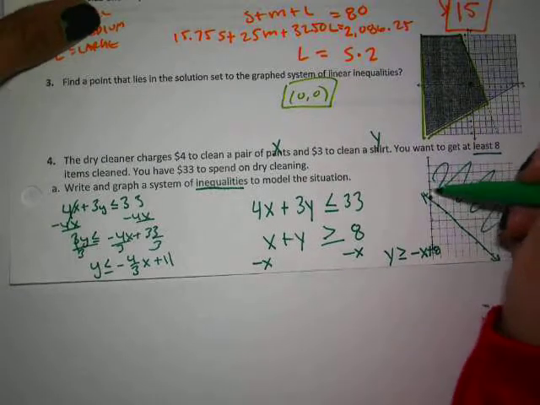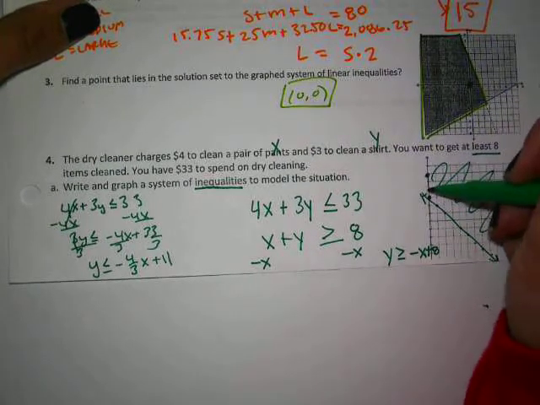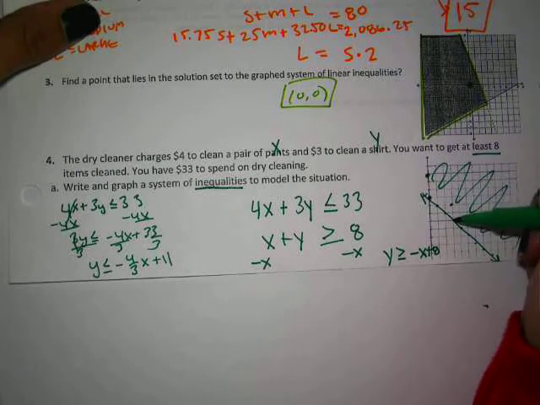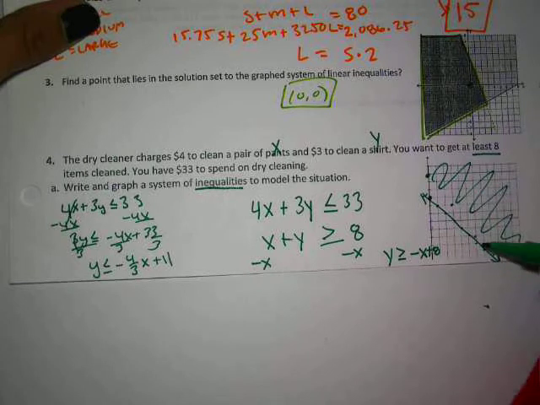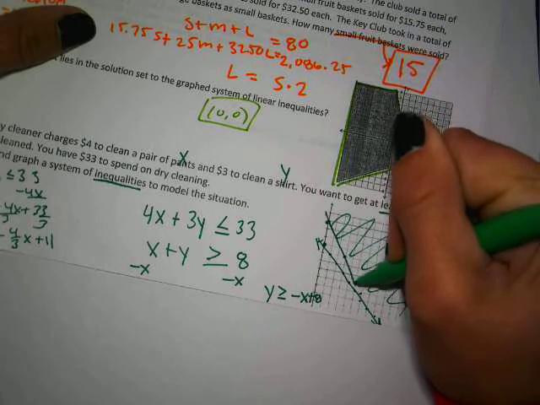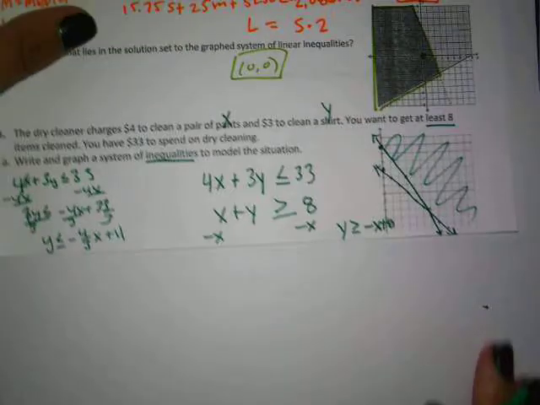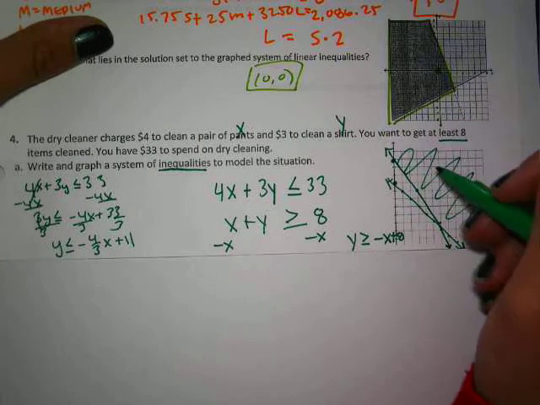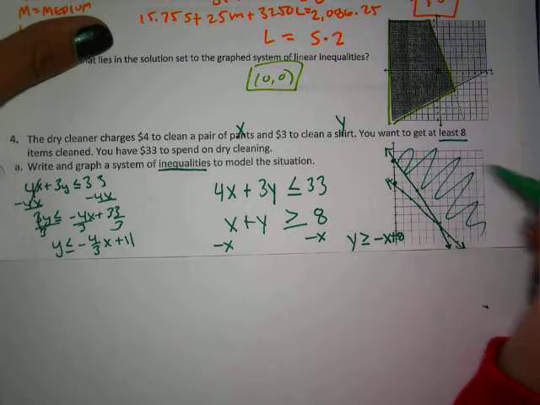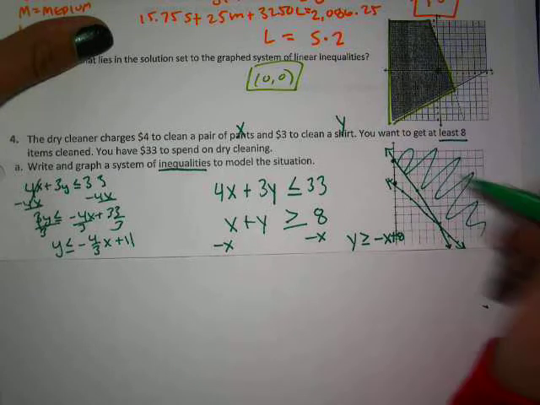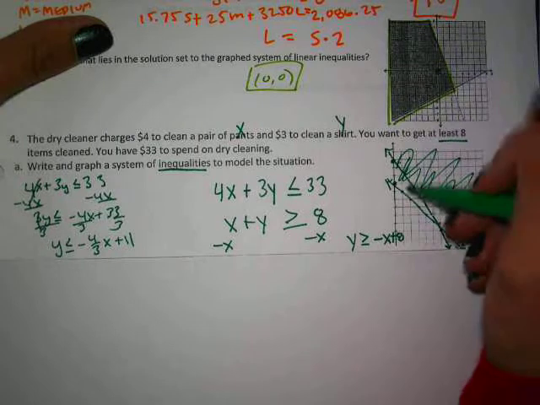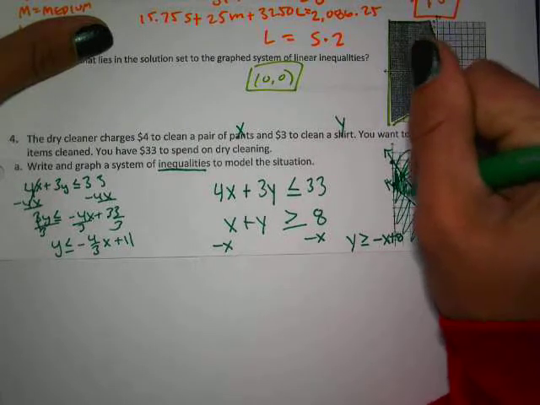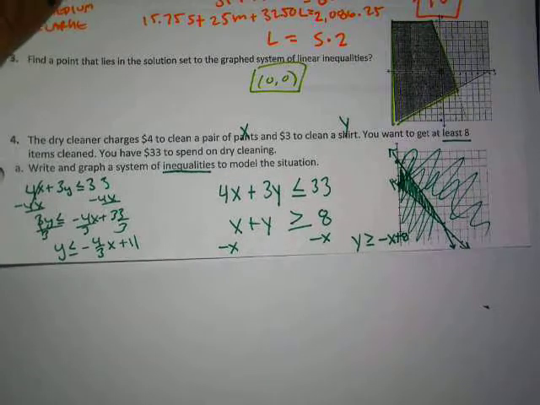So I'm going to start up here at 11. And I'm going to go down 4 over 3. So I know it kind of looks weird, but your graph does kind of something like that. And that one is shading less than. Alright, so Y is greater than there, so less than there. And so here is where I match up.